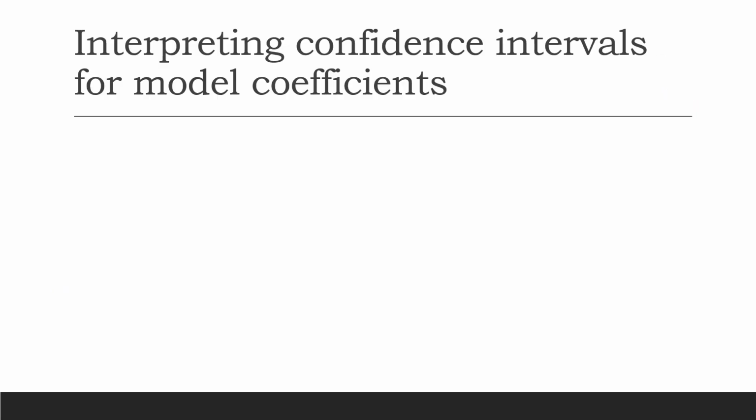Now I want to interpret my 95% confidence intervals for the model coefficients. I have to, first of all, remember what my model looks like. Since this includes more than one explanatory variable, remember that as I'm interpreting these, I need to remember that my interpretations are while holding the other variables in the model constant.